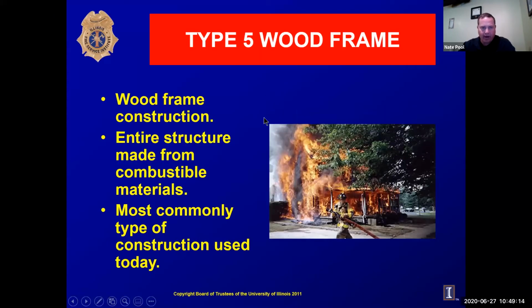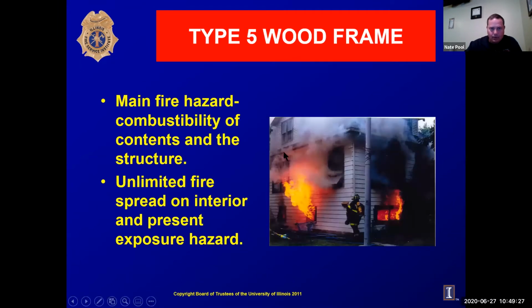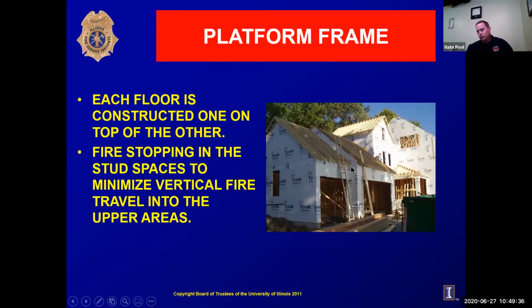Type five is wood frame. That's what we're commonly going to see constructed in today's world when it comes to residential homes. Everything is made of combustible materials: combustibility in the contents, unlimited fire spread on the interior, and exposure hazards. There are several different types of wood frame construction. You've got platform, where each floor is constructed one on top of the other. You do have a nice bit of fire stopping in the stud spaces, and that minimizes fire travel to different areas of the building. That doesn't mean we're not going to get fire travel. It's just going to minimize it.